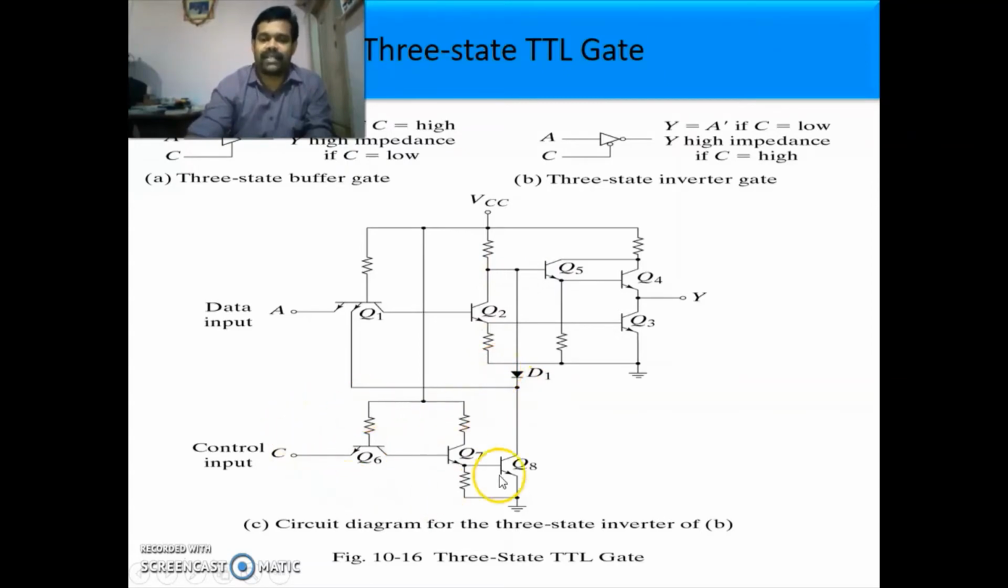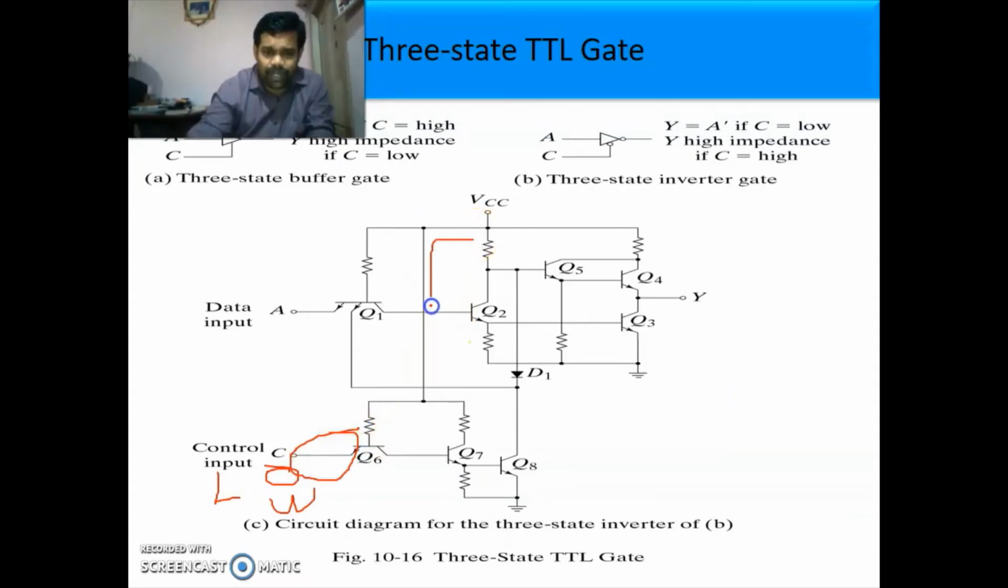First we start from the control side. I am giving the control input as 0 or low. So this emitter base junction is forward biased, so current starts flowing in this direction, and Q4 conducts. The emitter base junction of Q6 conducts, but the collector base section of Q6 will not conduct. So Q7 will not conduct and Q8 will not conduct.